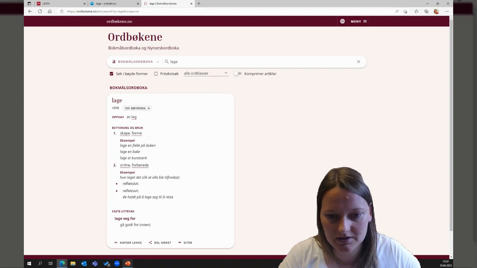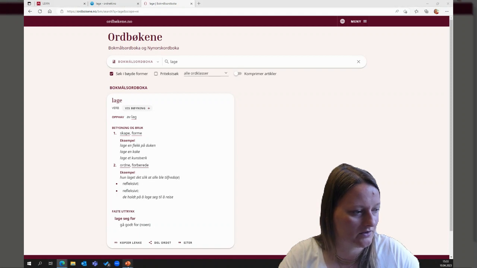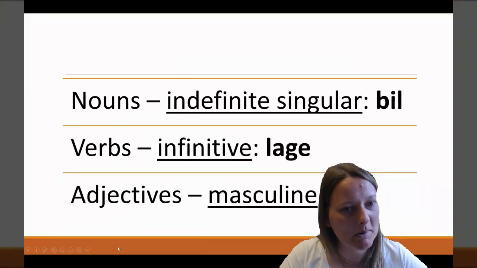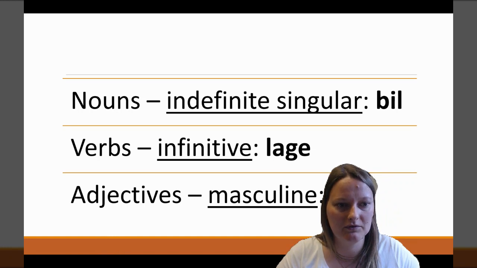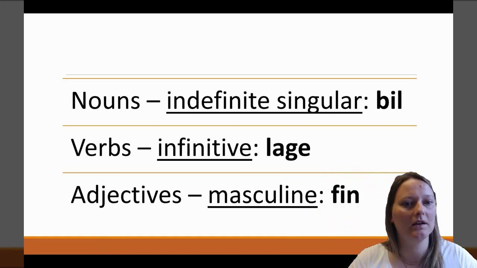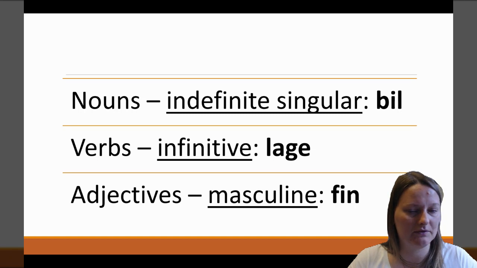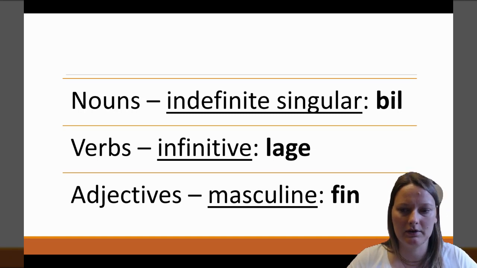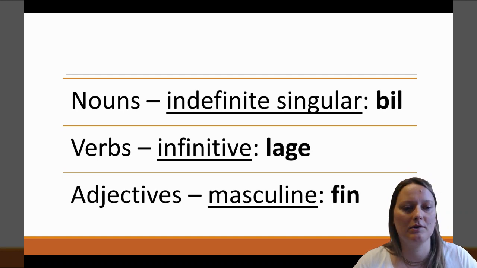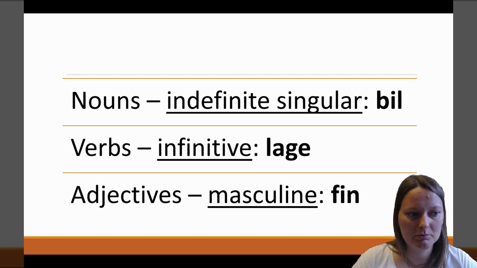So those are the 3 dictionaries that I wanted to focus on. Remember these 3 things, that if you're looking for verbs, you have to use the infinitive. If you're looking for a noun, then you have to use the indefinite singular. And if you're looking for an adjective, you have to use the masculine form. I hope this helps.